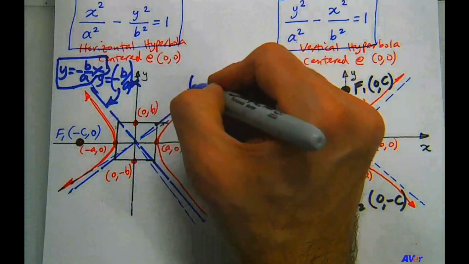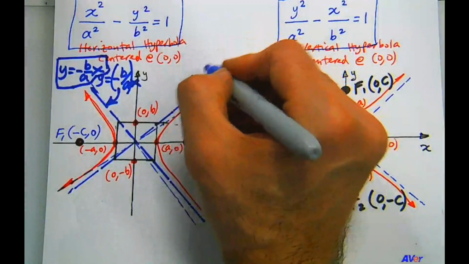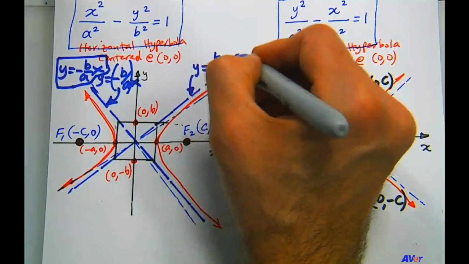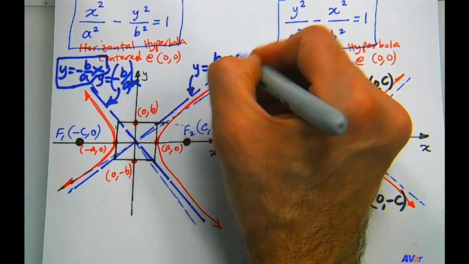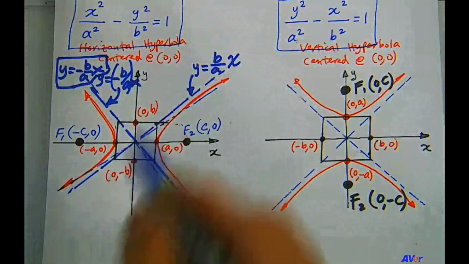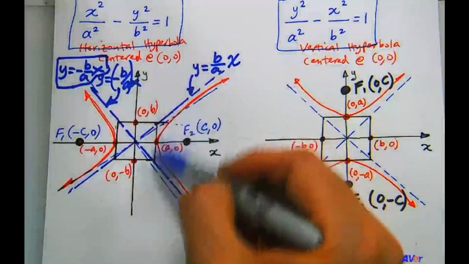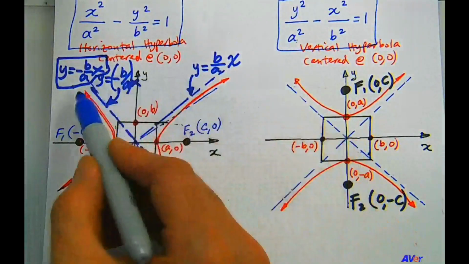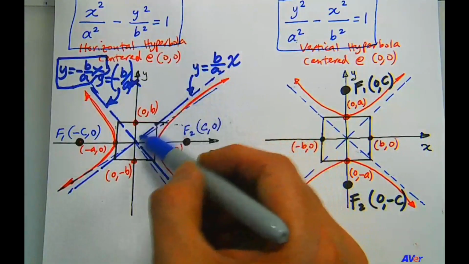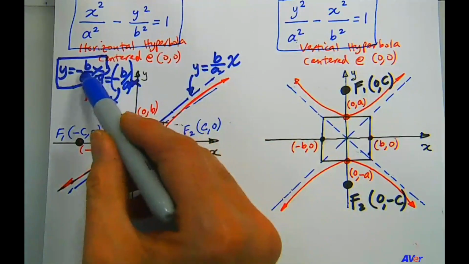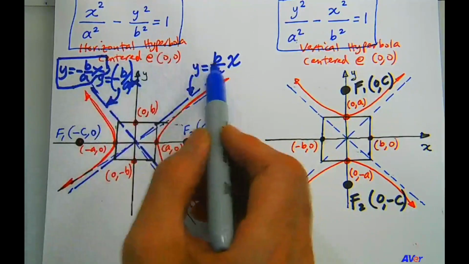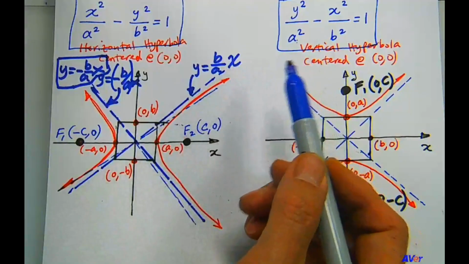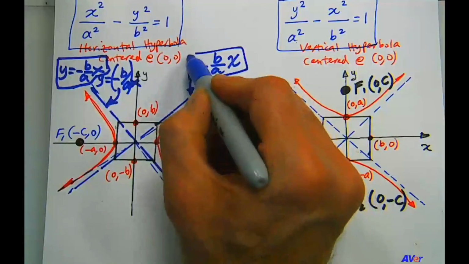Minus b over a times x. So this one, it would be y equals b over a times x. Okay? So this is for the horizontal hyperbola. The equation of the asymptotes can be determined using this. So it's basically plus or minus the same thing, plus or minus b over a times x. That's the equation of that asymptote.